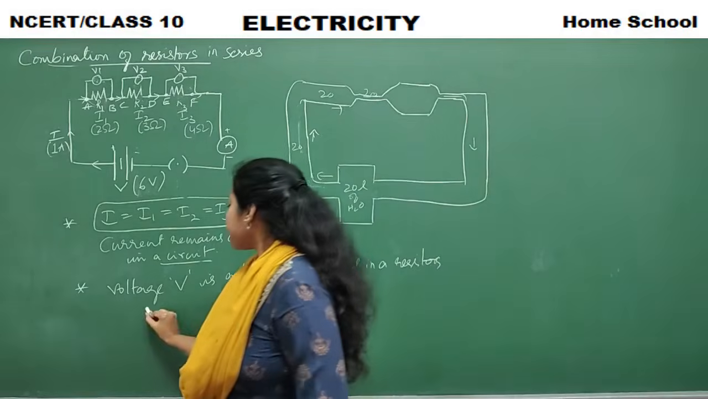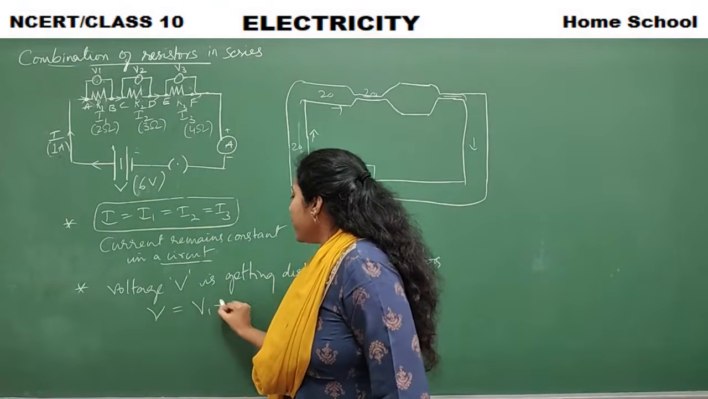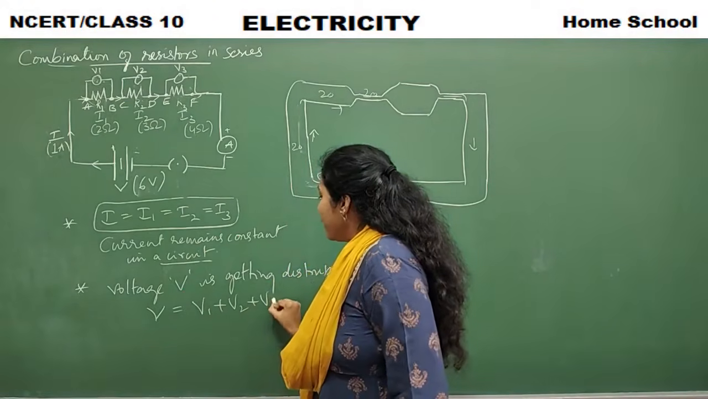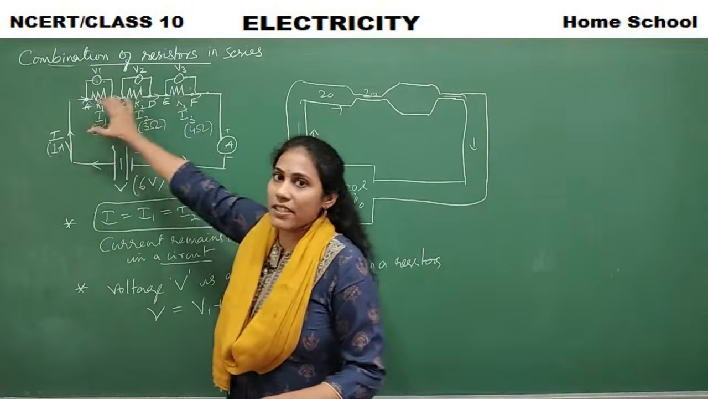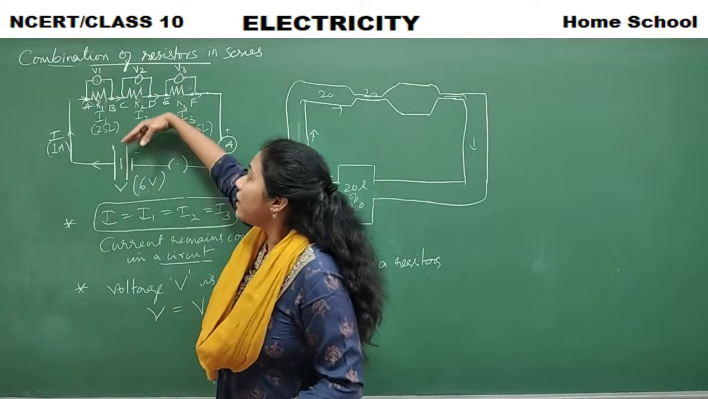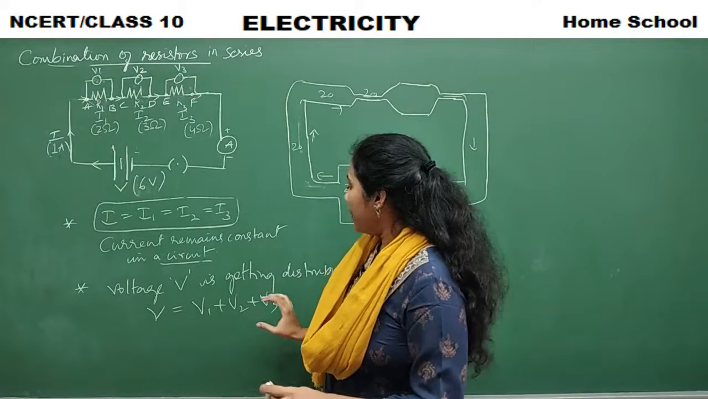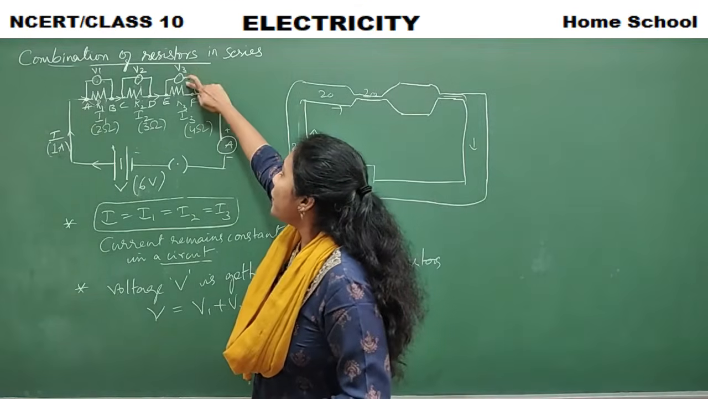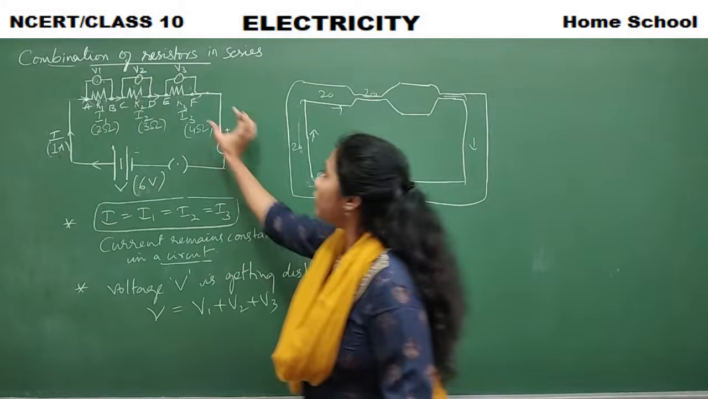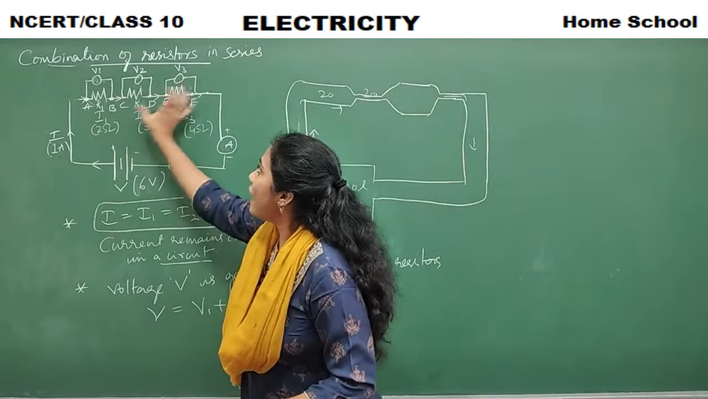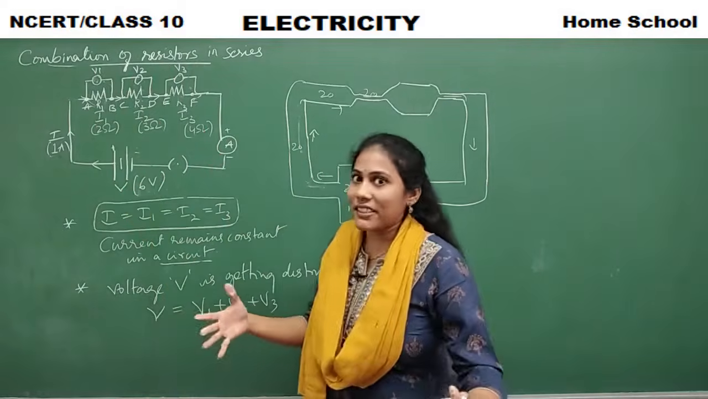And actually, the total voltage is equal to V1 plus V2 plus V3. The total voltage only will get distributed across the resistors according to how much resistance they have. Clear? Can you tell me what may be the values of V3, V2 and V1? See, the total voltage is 6, right? So how do you make the voltage 6 here? How much voltage will you give here, here and here? You can actually guess, right?